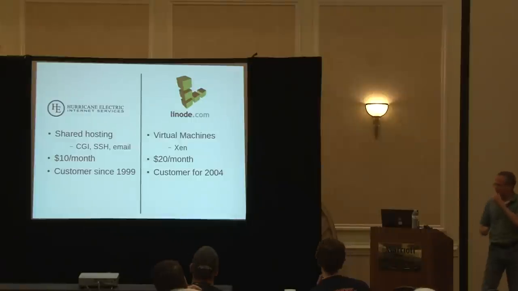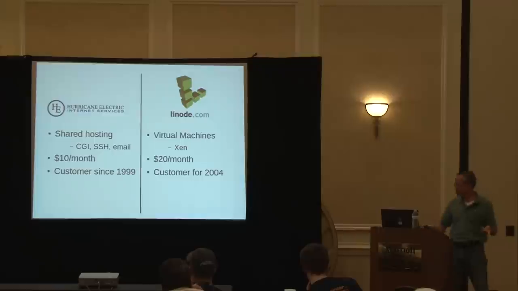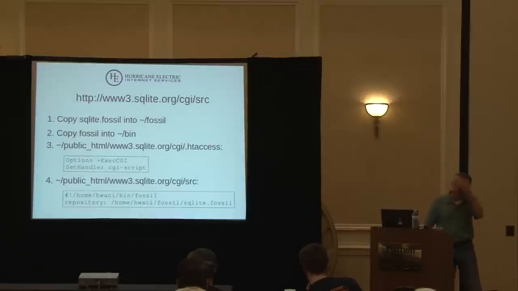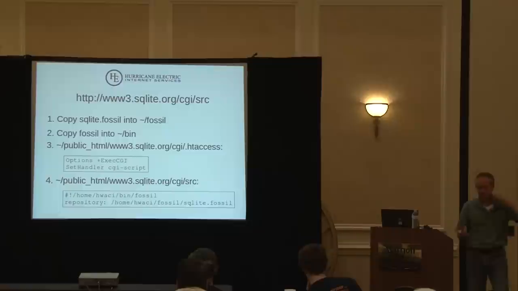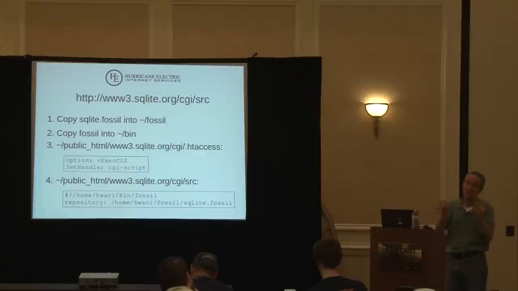We've been using Hurricane Electric and Linode for a long time. I'm going to show you just how simple it is to set up with Hurricane Electric. The Hurricane Electric account is a $10 a month shared internet hosting service where we just have CGI. We don't have full shell access. We do have a shell, but we don't have root access. We can't run services. We can't run daemons on that machine. All we have is CGI.